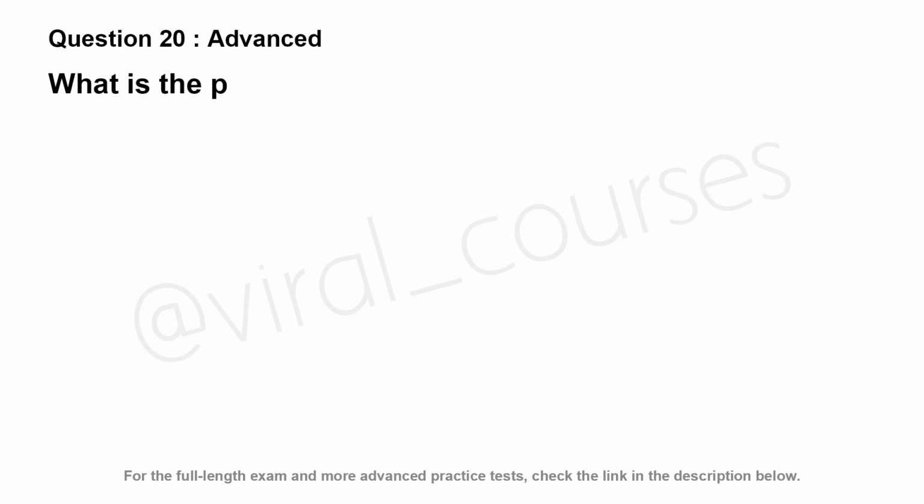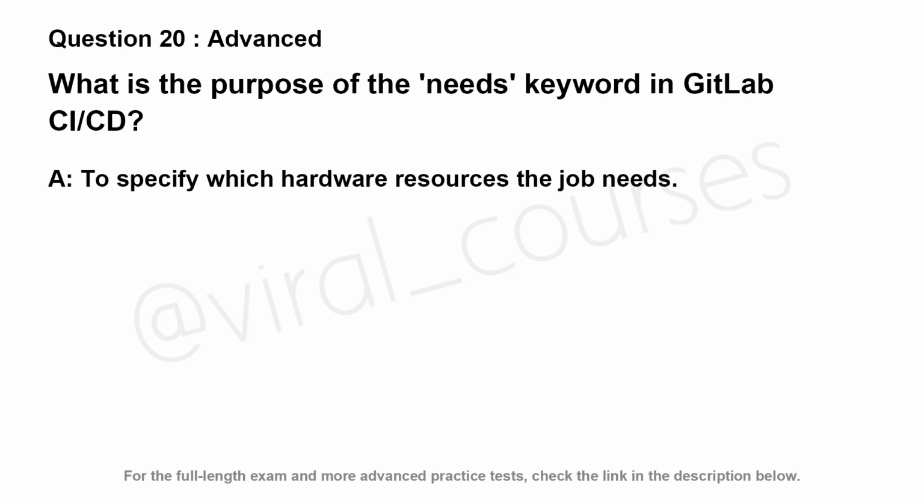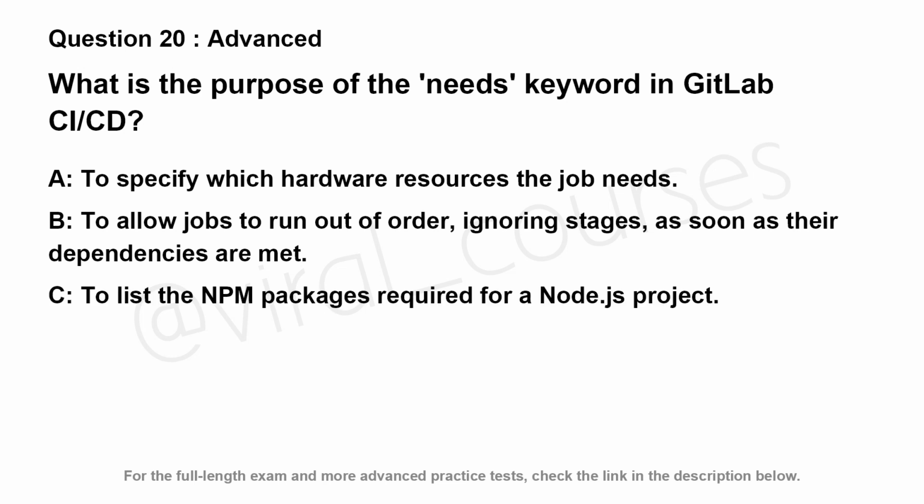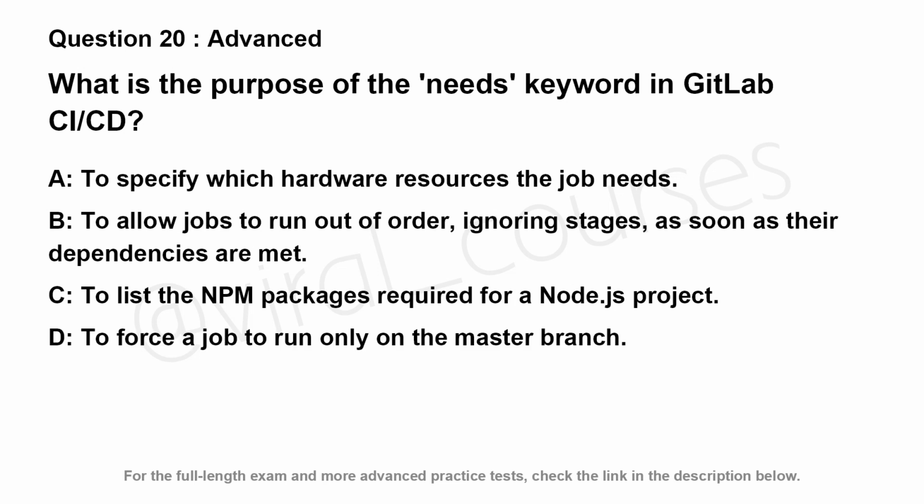What is the purpose of the needs keyword in GitLab CI/CD? Option A, to specify which hardware resources the job needs. Option B, to allow jobs to run out of order, ignoring stages, as soon as their dependencies are met. Option C, to list the NPM packages required for a Node.js project. Option D, to force a job to run only on the master branch.